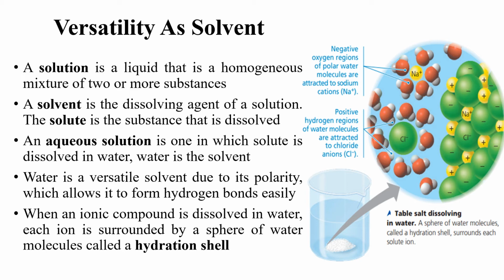When an ionic compound is dissolved in water, each ion is surrounded by a sphere of water molecules called a hydration shell. Suppose, for example, that a spoonful of table salt, the ionic compound sodium chloride, is placed in water. At the surface of each crystal of salt, the sodium and chloride ions are exposed to the solvent. These ions and regions of water molecules are attracted to each other due to their opposite charges. The oxygen of a water molecule has a region of partial negative charge that is attracted to sodium cations. The hydrogen regions are partially positively charged and are attracted to chloride anions. As a result, water molecules surround the individual sodium and chloride ions, separating and shielding them from one another. The sphere of water molecules around each dissolved ion is called a hydration shell.